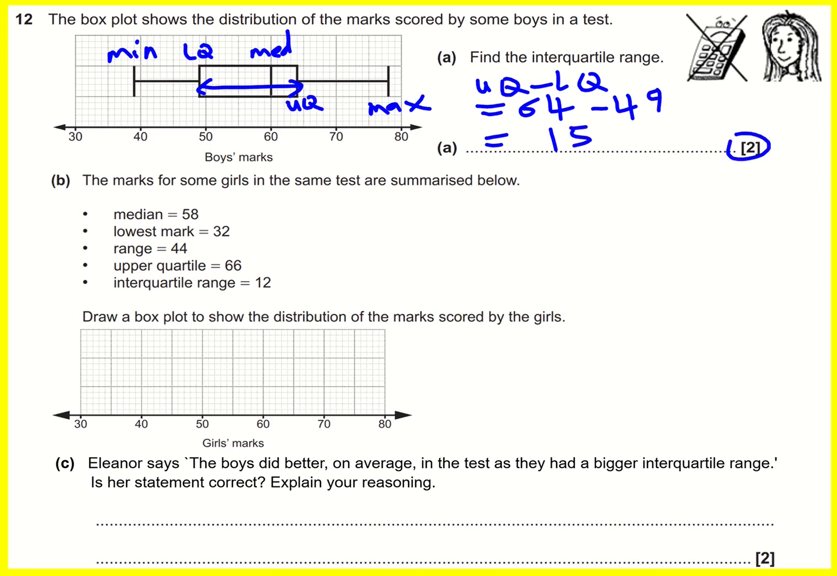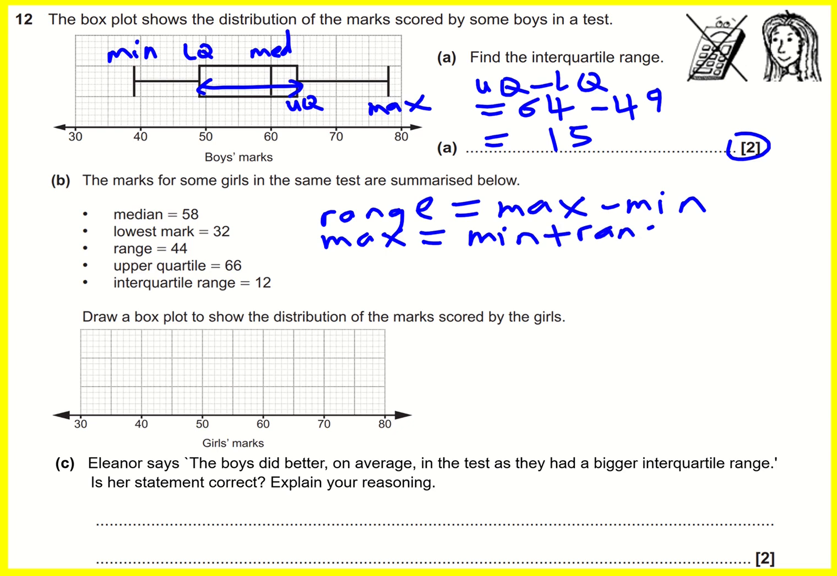In the second part, we actually have to draw the box plot. We've got the median, we've got the lowest mark, then we've got the range, the upper quartile and the interquartile range. So what we don't have is the maximum and the lower quartile. Well, the range is actually equal to the max minus the min. And that means that the max is equal to the min plus the range. So it's 32 plus 44, which is 76.